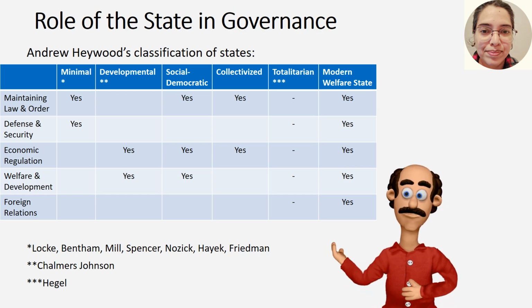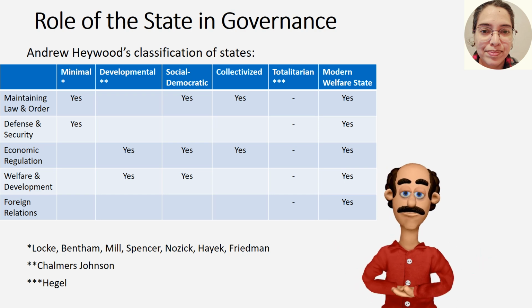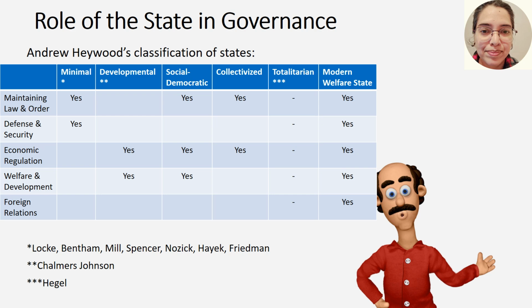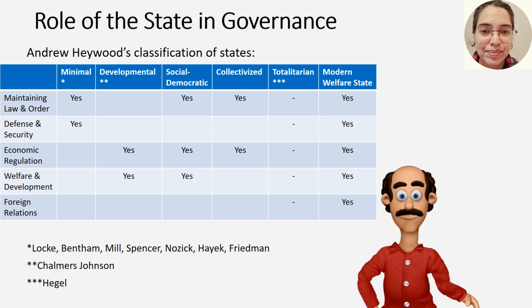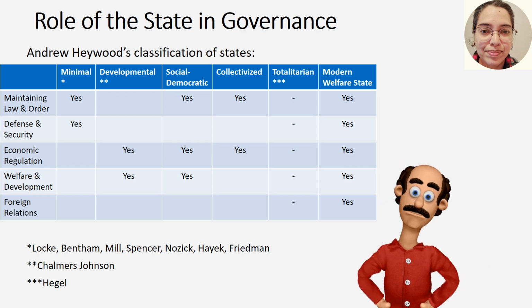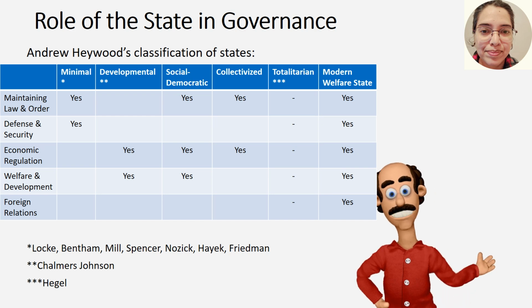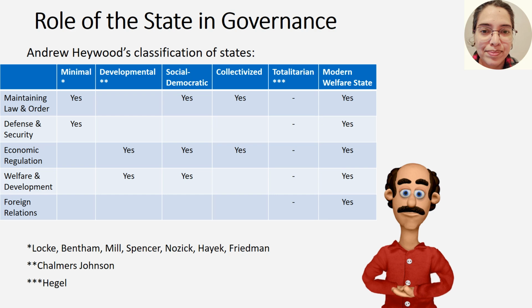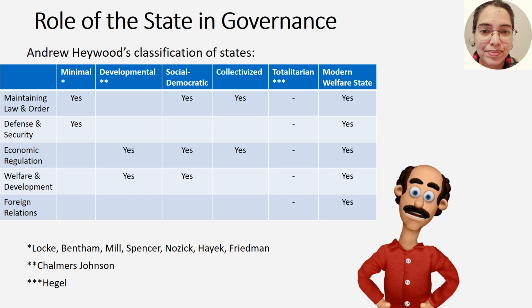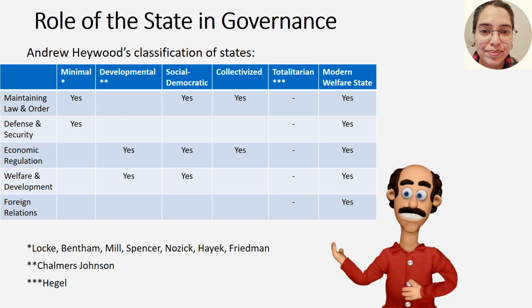Sometimes, however, some countries may choose to focus on a few functions exclusively at the cost of others. Andrew Heywood's classification helps to understand this selective focus. For example, a minimal state only focuses on internal and external security and leaves the economy alone. Philosophers such as Locke, Mill, Bentham, and several others advocated for such a state.